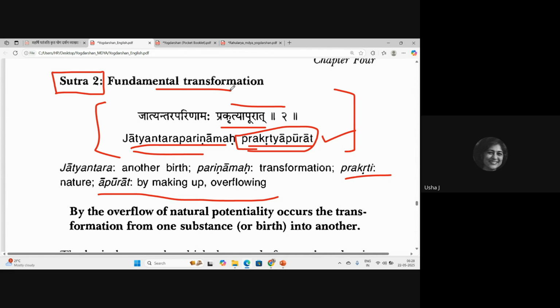Jatyantara parinamah prakrityapurat. So Prakriti has so much potential that once the yogis attain that kind of siddhi, then he can also transform into another being. For example, you said Ravana created himself in different forms to distract Ram, Lakshman and Sita. Even from other substances, people are able to create something, like alchemy, they say. For creating from some chemicals, they create gold. So those are kind of powers that are attained.